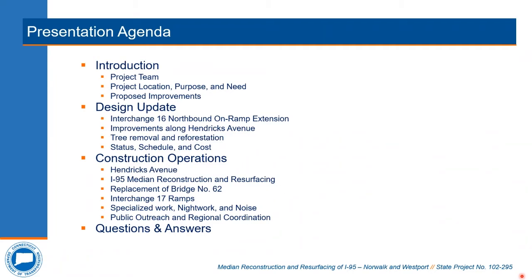A central portion of the discussion will focus on the replacement of bridge number 62, which carries I-95 over Saugatuck Avenue, or Route 33, at interchange 17 in Westport. This will be an accelerated bridge construction activity, similar to what was previously performed by the department at I-95 interchange number 9 in Stamford back in 2019, or on Route 8 in Bridgeport before that.